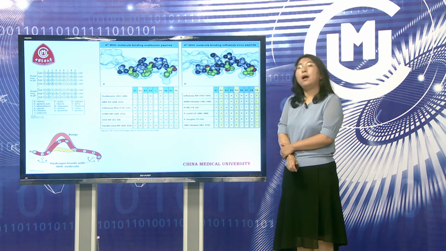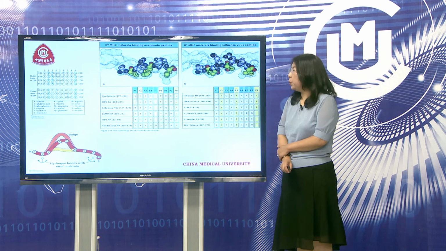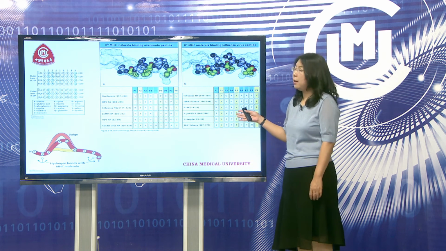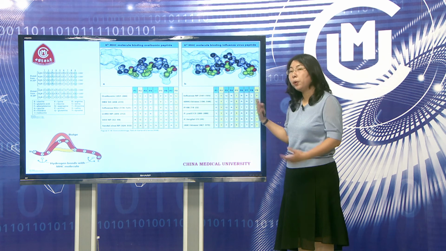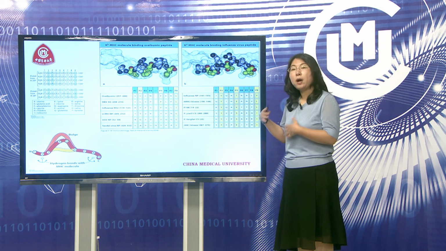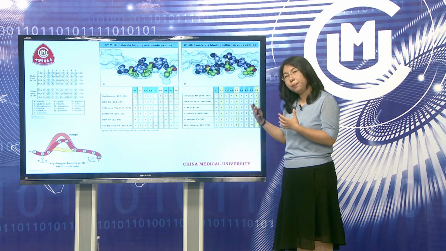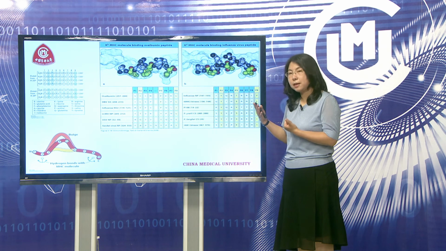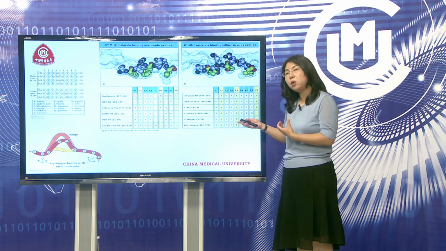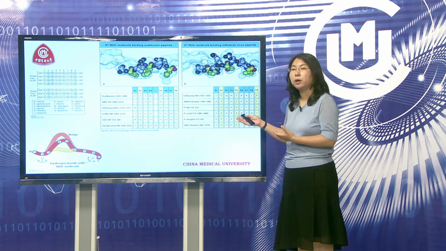And for class 1 or class 2 molecules to present antigen, last class we learned that for the human body, for class 1 molecule, we have 3 loci, HLA-A, B, and C. So at most, a person only has 6 class 1 molecules. And for class 2 molecule, at most, we have 12 class 2 molecules.